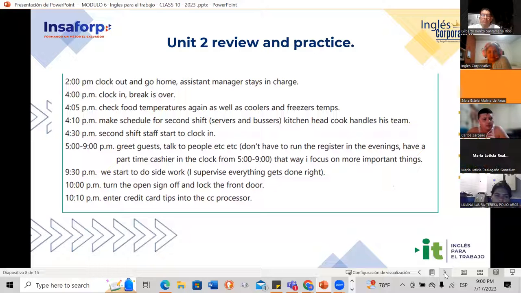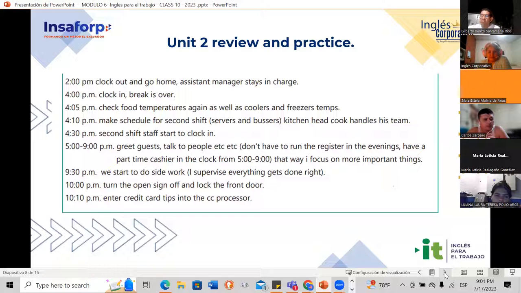5 to 9 p.m. greet guests, talk to people, etc. Don't have to run the register in the evening. Have a part-time cashier clock in from 5 to 9. That way I focus on more important things.